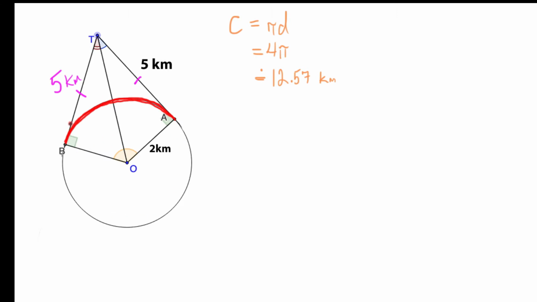We need to know this portion right here. If we're able to figure out an angle that works for us, or a portion of the circle, we'd be able to get that distance, right? Like if we said we were 50%. If we said that the red line here was 50% of the circumference, we would know that that was half of 12.57. Now, I don't know that it's 50%, but I might be able to get the percent.